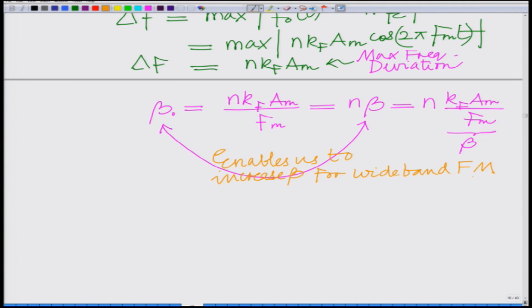So, frequency modulation helps us increase the beta, and therefore, we will see later when we talk about the bandwidth of a frequency modulated signal, that as the beta increases, the bandwidth occupied by the frequency modulated signal increases. That implies that the narrow band frequency modulated signal, as the bandwidth increases, progressively becomes a wide band frequency modulated signal.